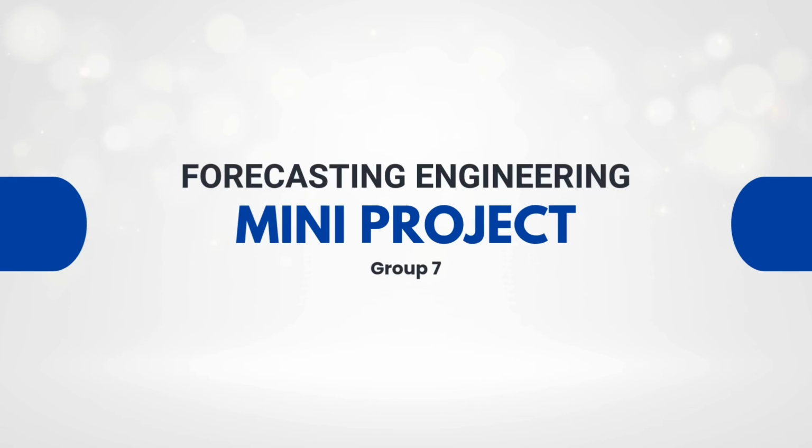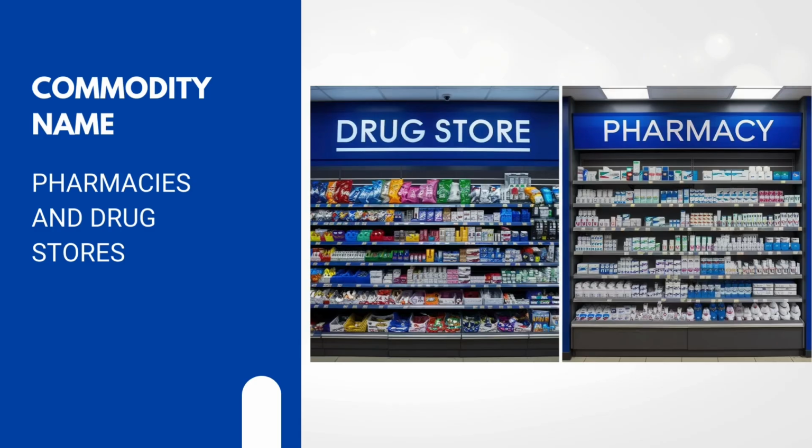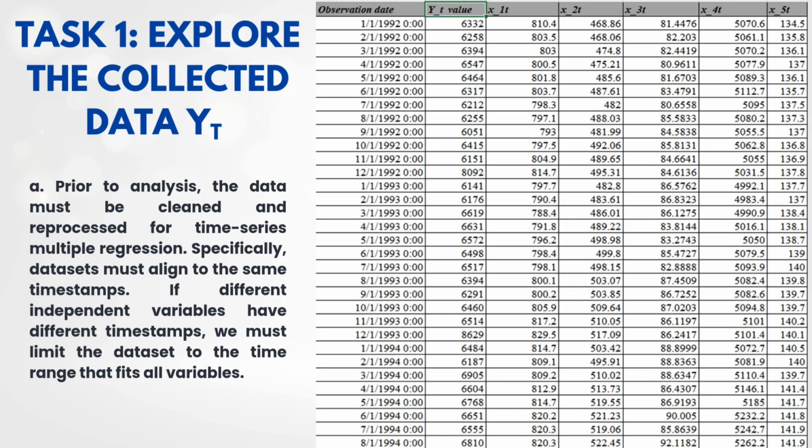Hello teacher, this is group 7. Today we talk about our mini project of forecasting and tuning class. Our community name is Pharmacies and Drugstore. Moving first, task one is to display and collect data ET.